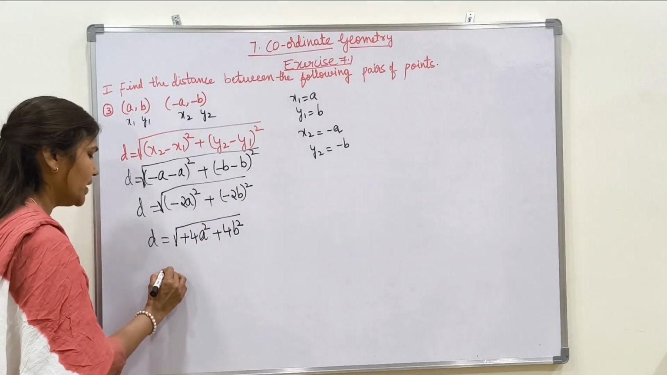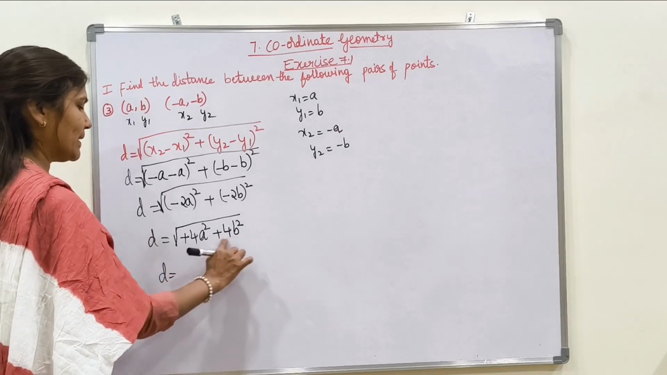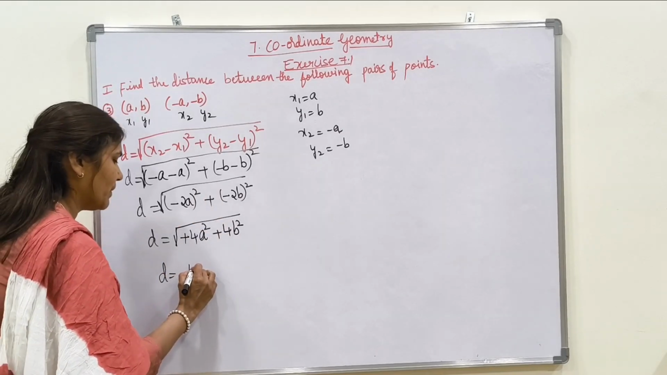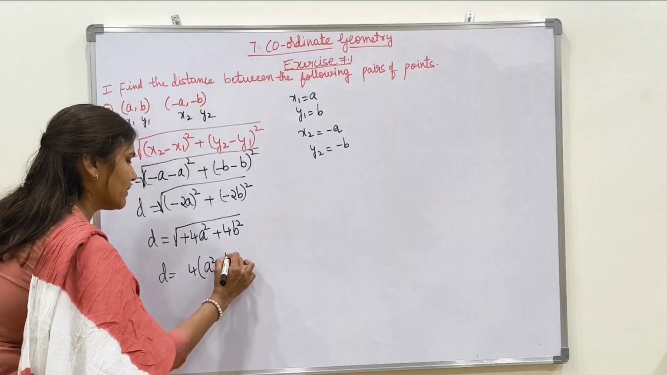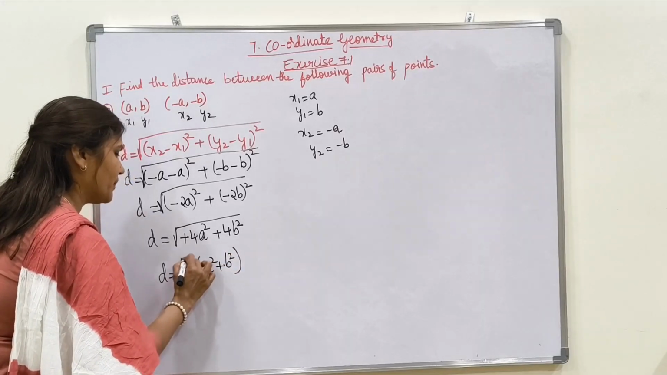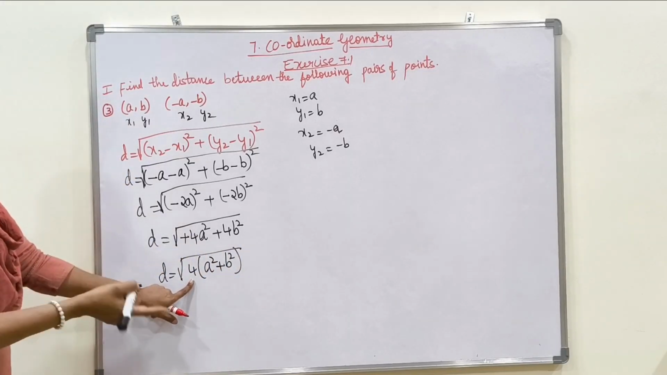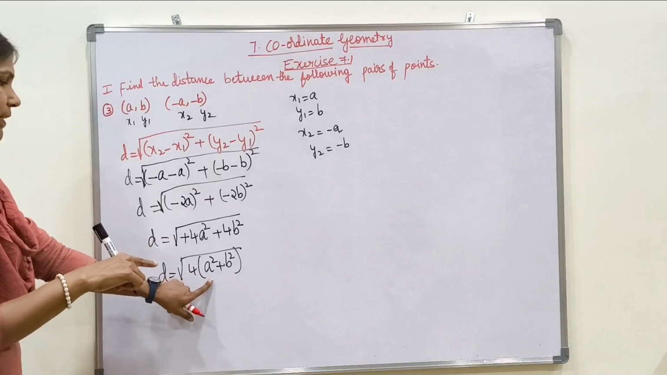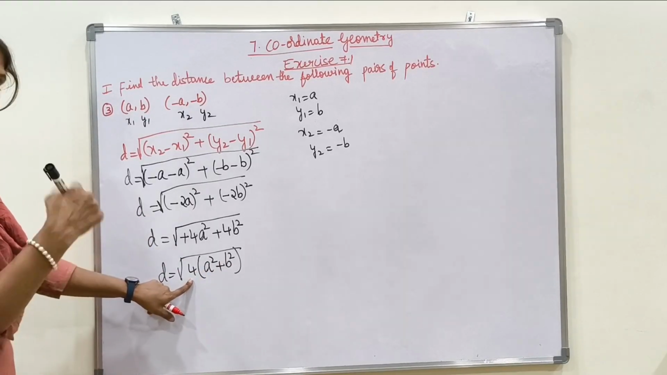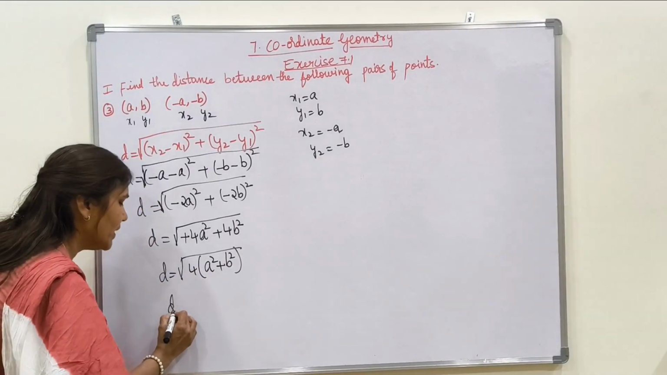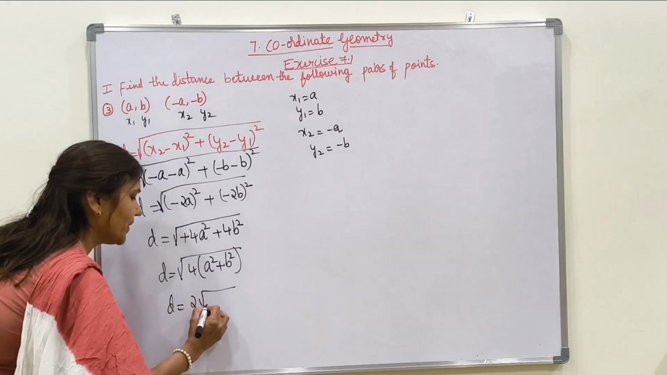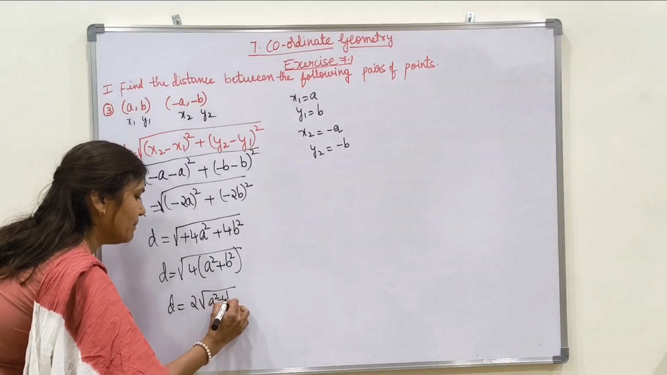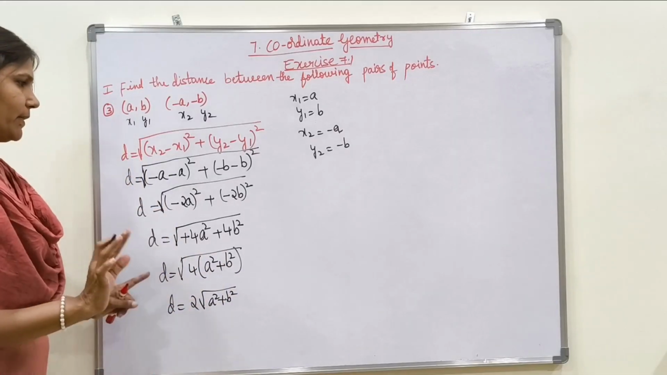Now see here. D is equal to, in these two, what is common? 4 is common. Taking 4 common, 4 into A square plus B square under root. See here, 4 root value, how much? 2. So D is equal to 2 will come outside without root, under root A square plus B square is the answer.